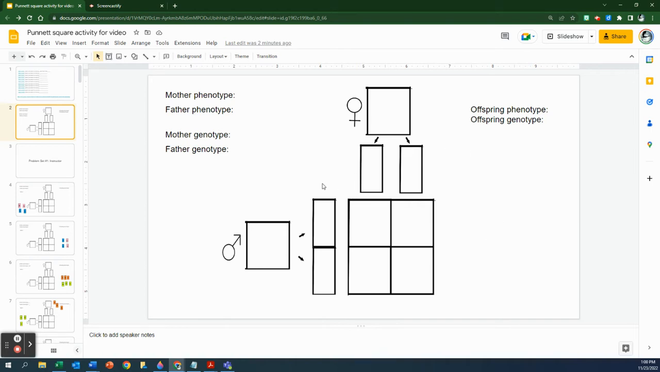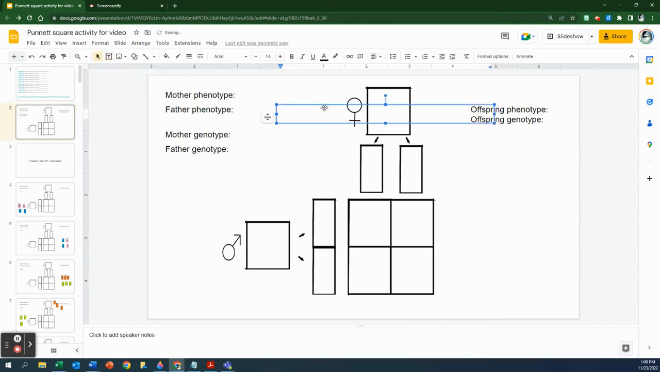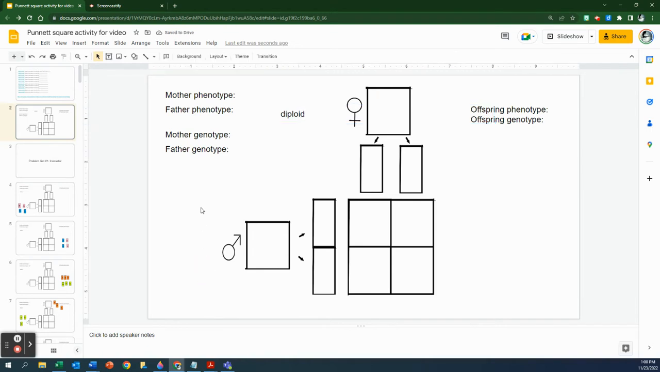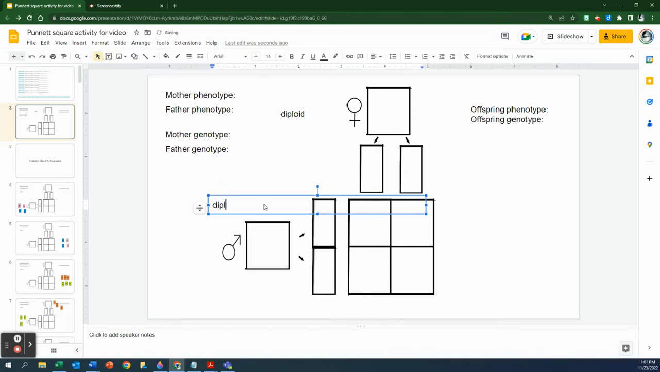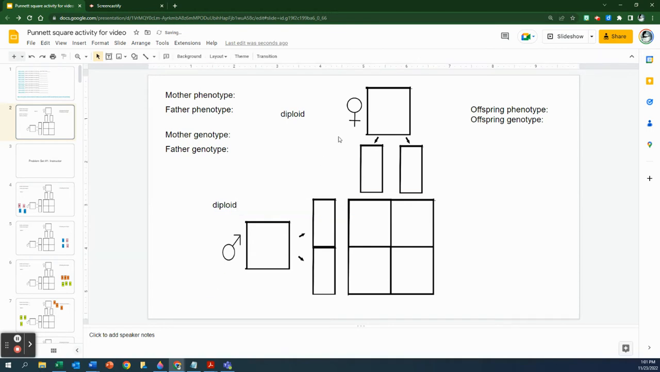The way I set this up is by having, so this is the mother right there, and this is the father, and mother and father are diploid organisms. So mom is a diploid organism and dad is a diploid organism. So they have two copies. Diploid means they have two copies of every piece of genetic material.